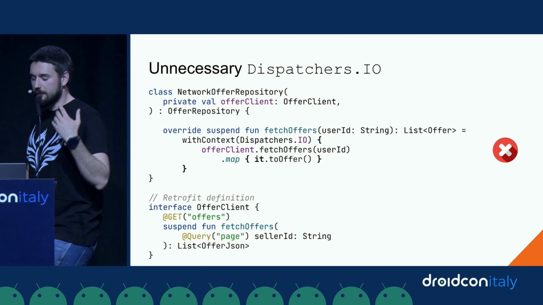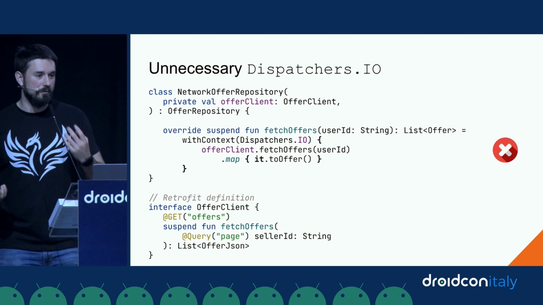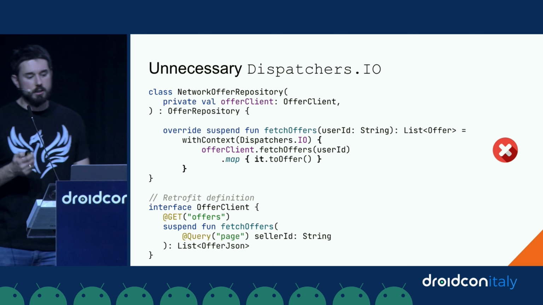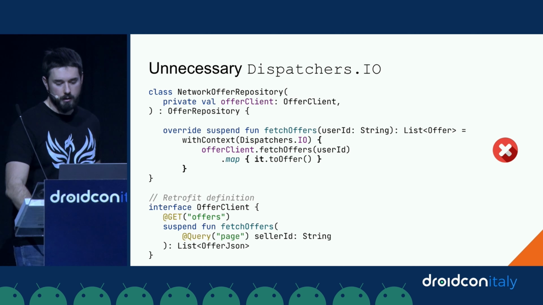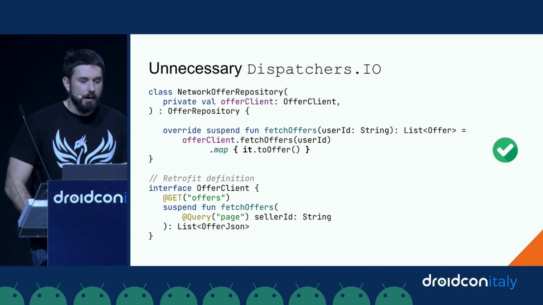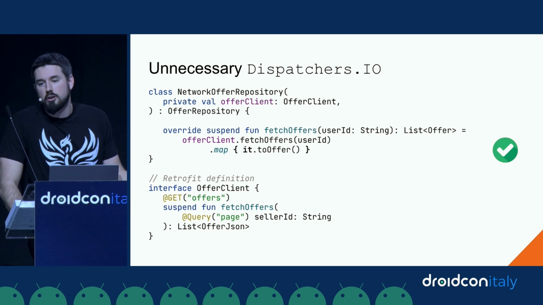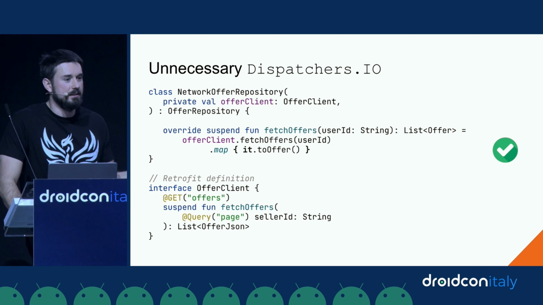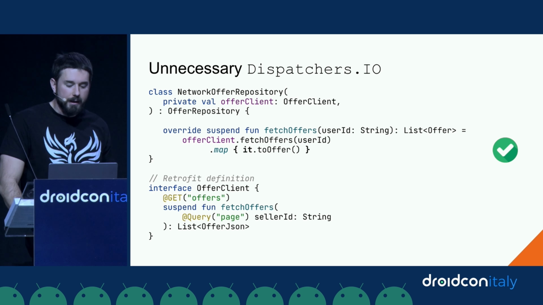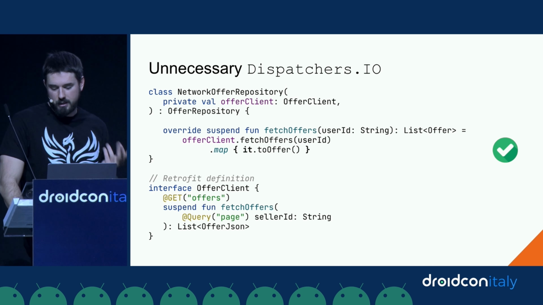So if you use Retrofit, if you use Room, you don't need to wrap it with Dispatchers.IO. You can just use the call plainly and simply. I know that people use Dispatchers.IO for safety because they do not trust libraries. They do not trust that the library is not blocking. And there is nowadays a really nice solution for that.